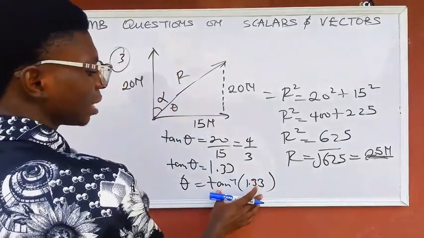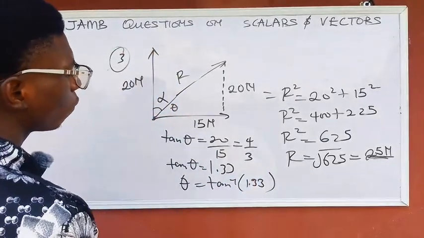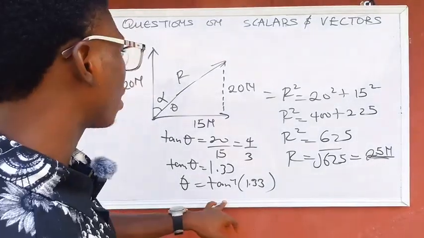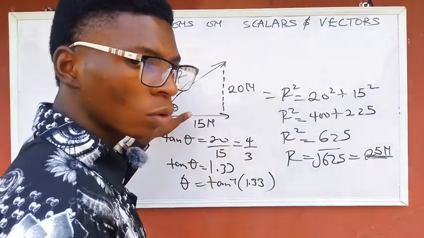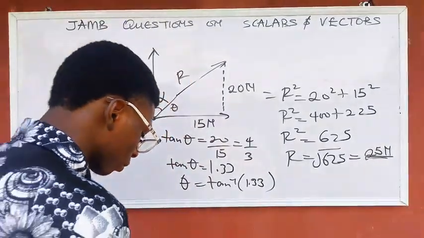So whatever this thing be in your calculator, you remove that number from 90 to get the direction of this resultant. That's all.